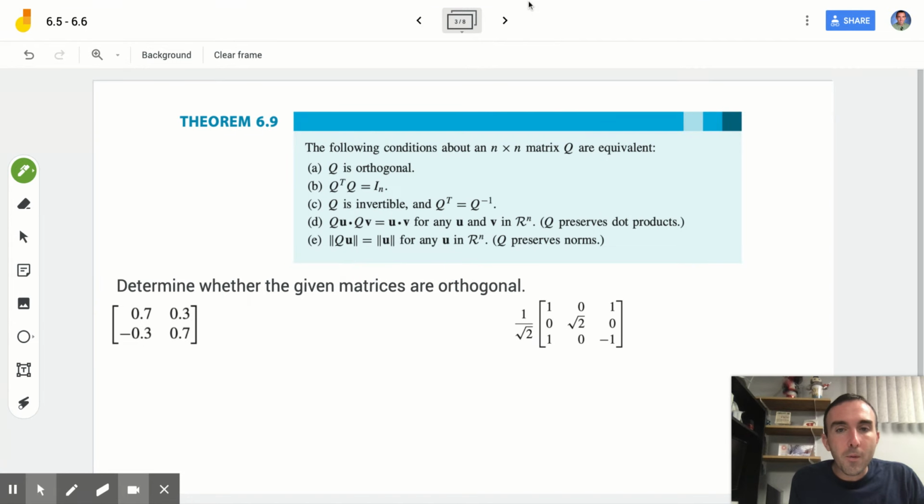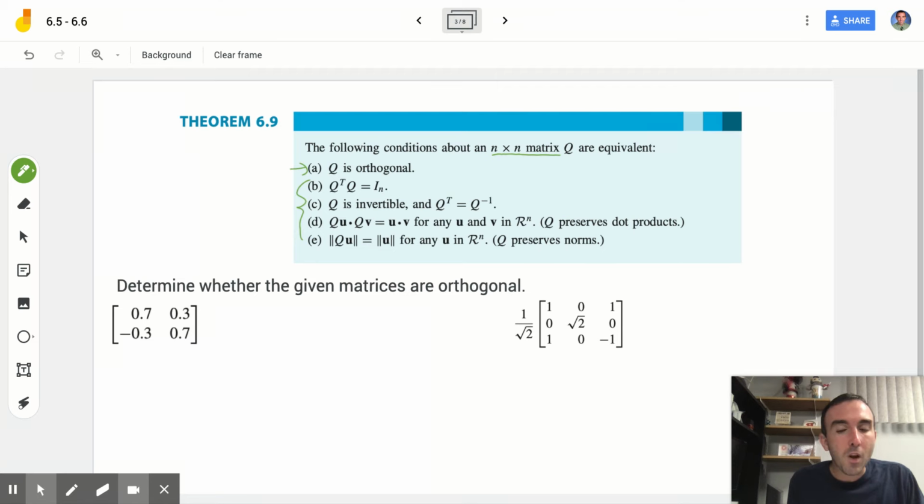It turns out that there are a number of other ways we can arrive at the same result. Theorem 6.9 is one of those theorems that gives us equivalent statements. If we have a square matrix, again, pay attention to the minor details. If we have a square matrix Q, saying a matrix is orthogonal is equivalent to any of these other 4 properties, and they all imply one another.